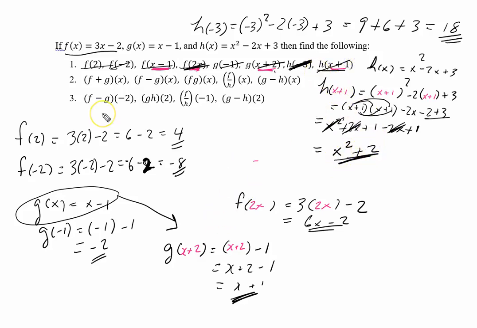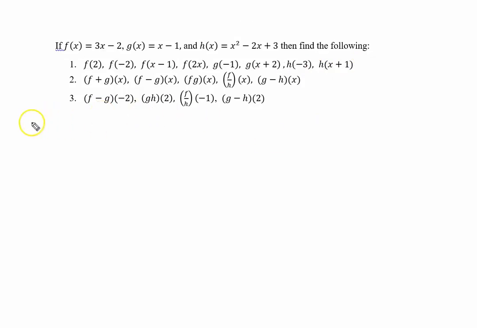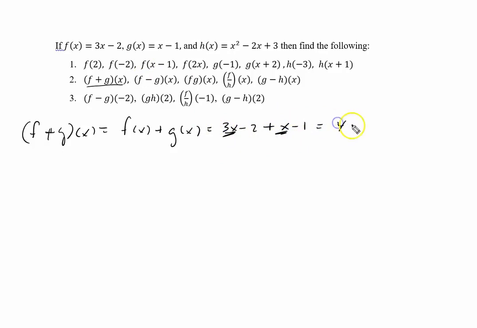Okay. That takes care of all of 1. So now I'm going to clear the screen. And let's look at number 2. f plus g of x. Well, f plus g of x, just like was shown on the help sheets, is f of x plus g of x. So the formula for f is 3x minus 2. And the formula for g is x minus 1. And then I combine any like terms. 3x plus x is 4x. And negative 2 minus 1 is negative 3. And that's my answer to that one.